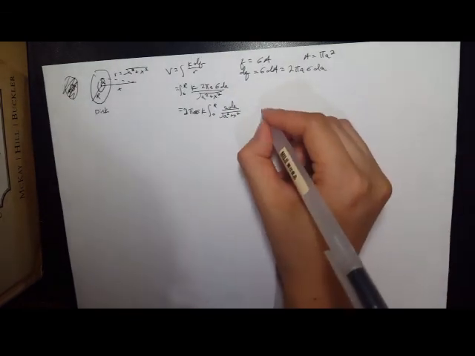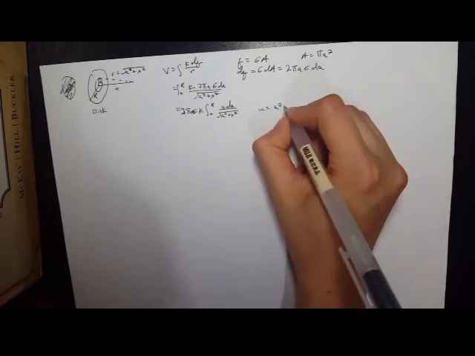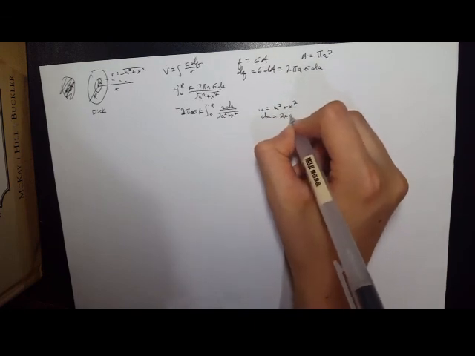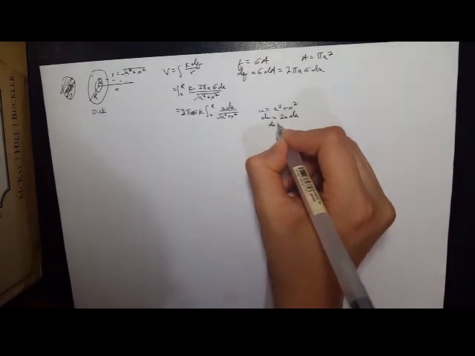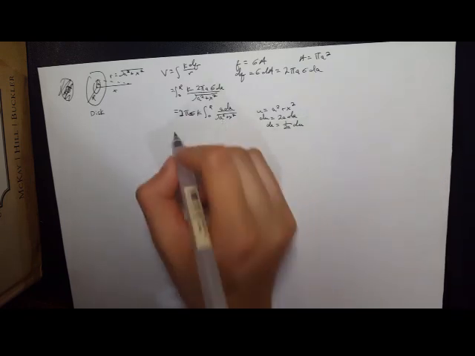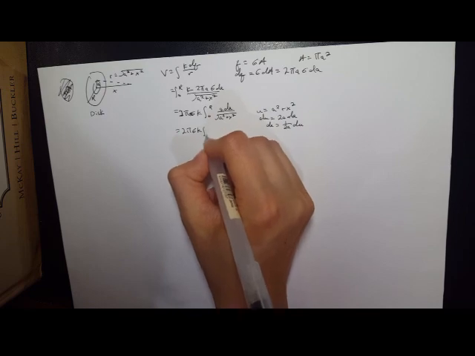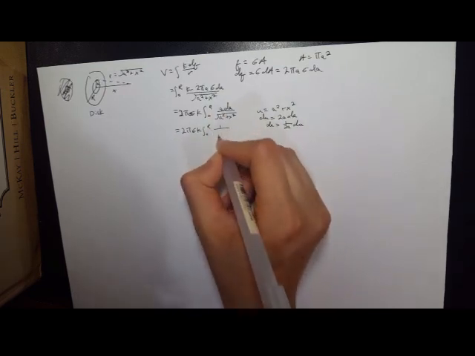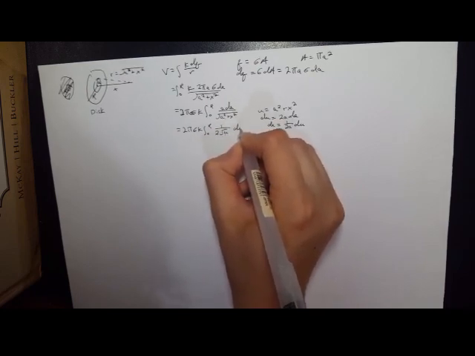And for this, we can just use a simple u substitution. Let u equal a squared plus x squared. Then du is just equal to 2a dA because x squared is a constant, and then dA is equal to 1 over 2a du. Plug this back into here. The two a's cancel out here. We're left with 1 over 2 root u du.